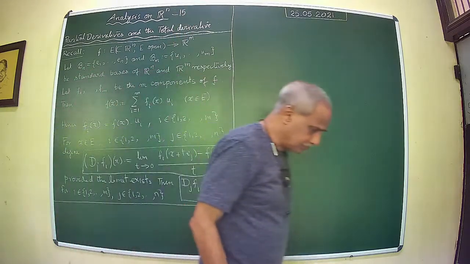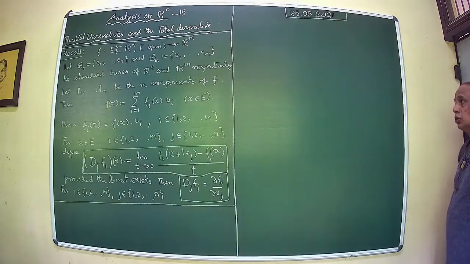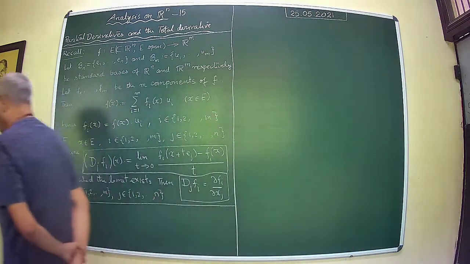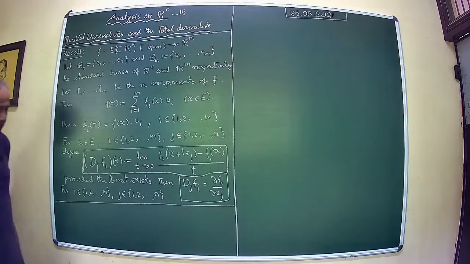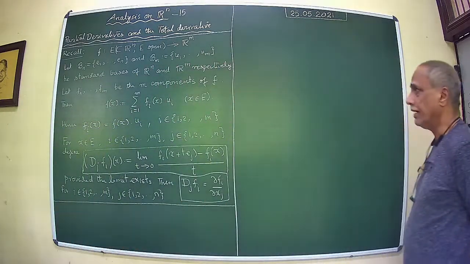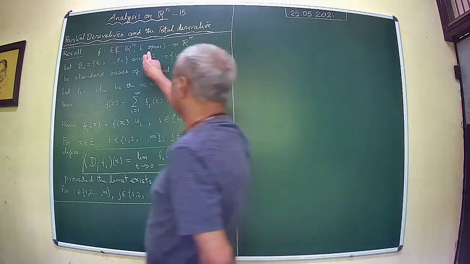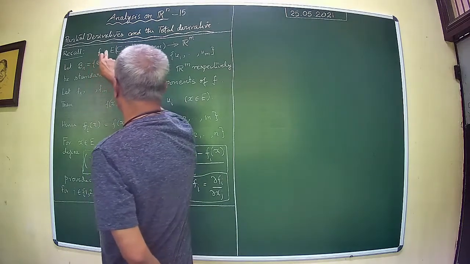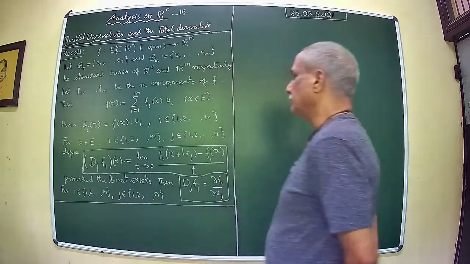Recall that we introduced the concept of total derivative, and last time we also defined what the partial derivative is, which we are already familiar with. In fact, let us just recall: E is an open connected subset of Rn, and F is a map from E into Rn. So it's a map from Rn to Rn.